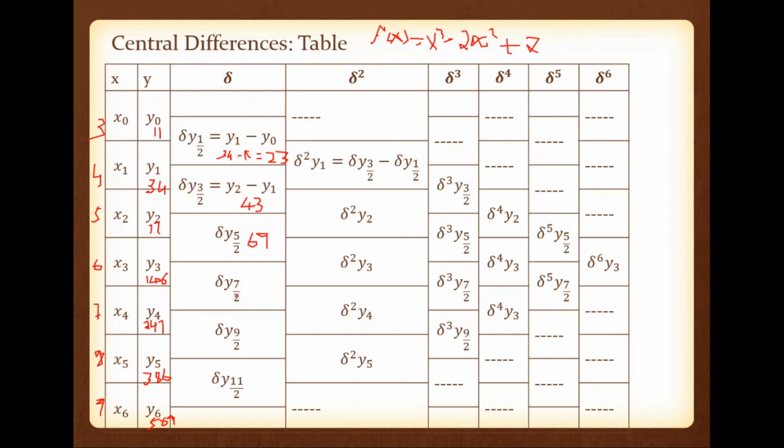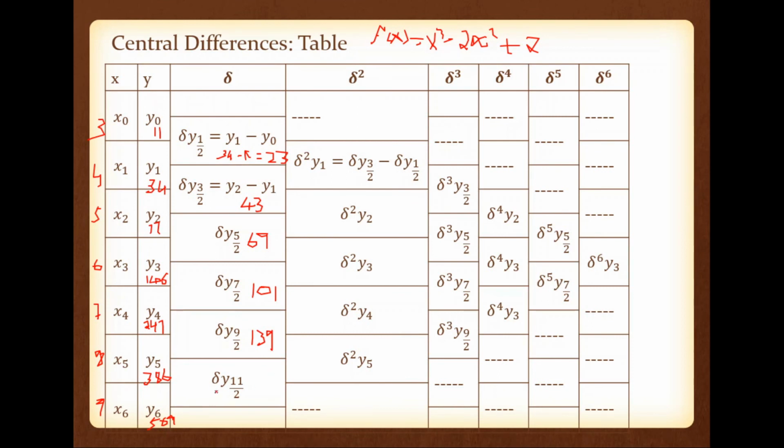So we have y4 minus y3, that is delta y 7 by 2. So that is 247 minus 146, which is equal to 101. So this is the central difference of these two data. Now the central difference of y5 and y4 is delta y 4.5. That is y5 minus y4, 386 minus 247. So we have 139.